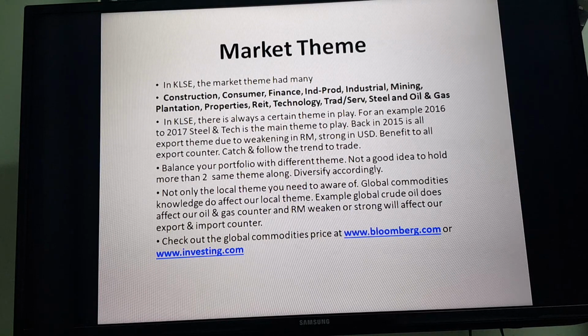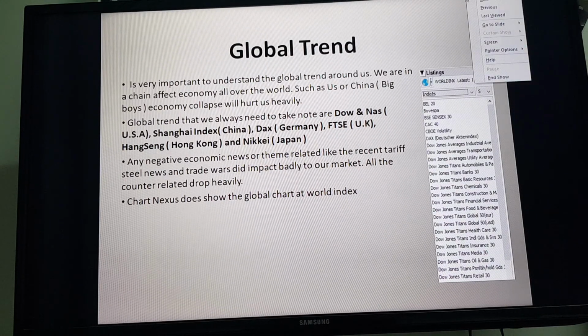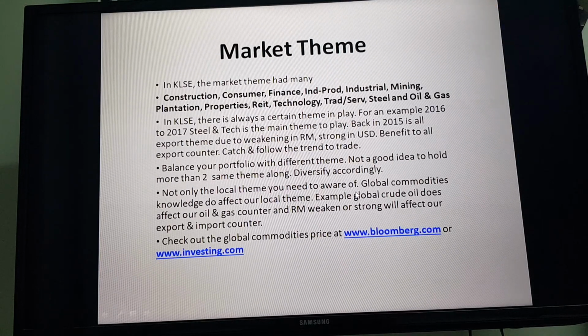So that's all about the market cap and market theme. If I'm not mistaken, there should be another one, which is global trend. Is it? No. Okay, this one should be the next topic. So that's all for the market cap and market theme. We'll go on to the next topic.